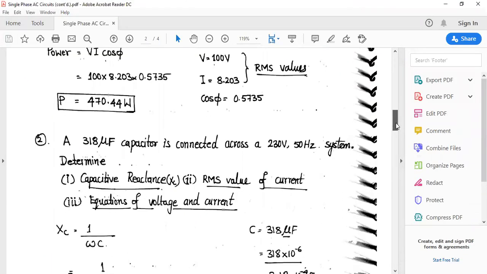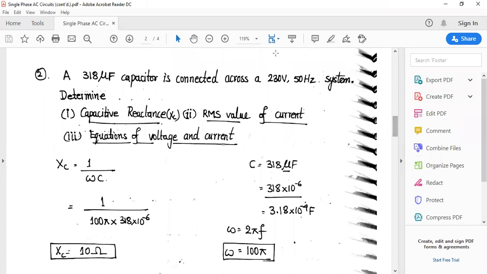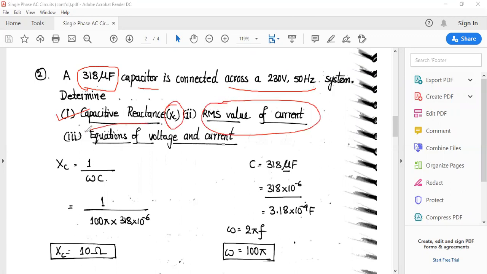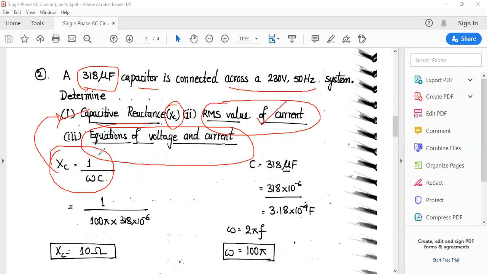Moving on to the next problem. A 318 microfarad capacitor is connected across a 230 volt 50 hertz system. Calculate the first one, the capacitive reactance, then the RMS value of the current, and next the equations of the voltage and the current. So XC is nothing but 1 divided by omega C. XC is the capacitive reactance you can calculate. Next, you can calculate the RMS value of the current. Next, the equations of the voltage and the current.